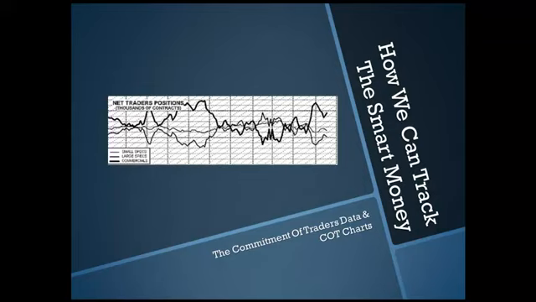And inside that is a real gem of information that we're going to cover tonight, and a couple other subtle nuances that go along with trading the CFTC's Commitment of Traders report.